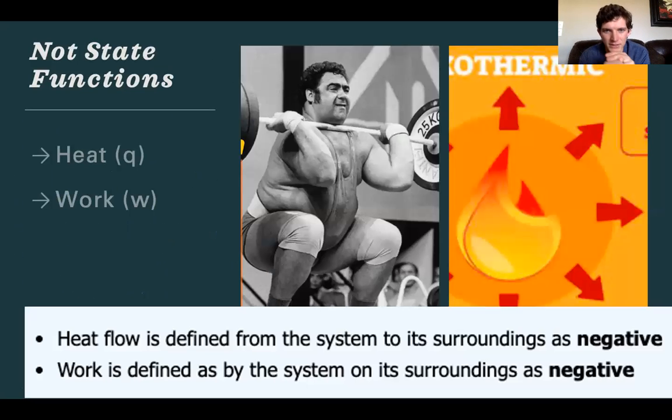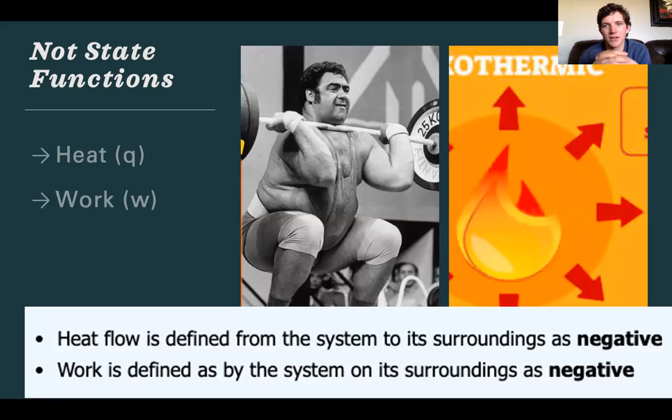Our non-state functions are heat and work. And you know from any physics class that work is force exerted over a distance. We're also going to look at it as pressure exerted with a volume. So back to the systems and surroundings relationship, when heat flow is from the system to its surroundings, or when the surroundings are getting hotter, it's negative because the system is losing energy. Our Q is going to be a negative value.